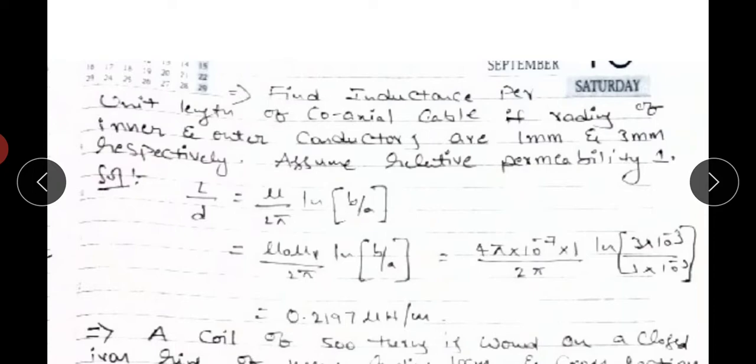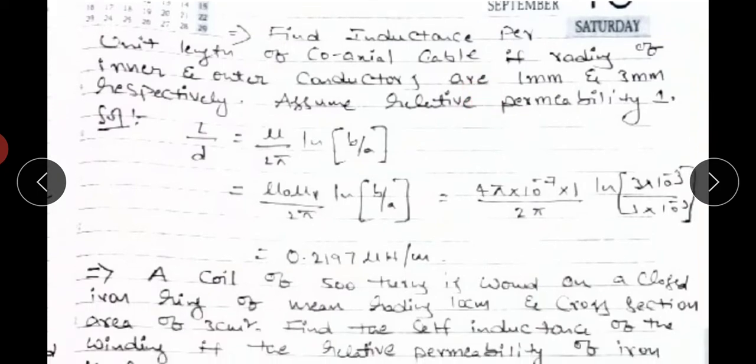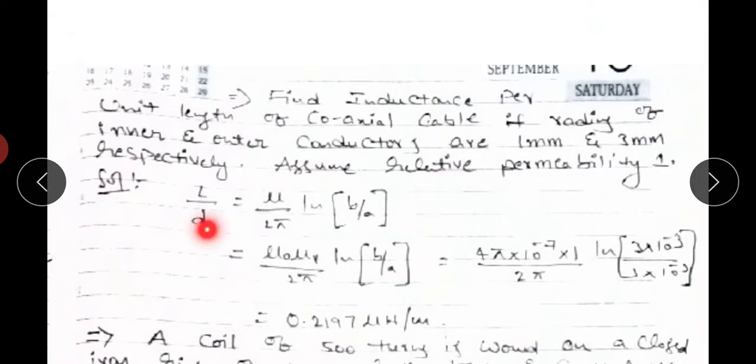So, find the inductance per unit length of a coaxial cable if the radii of the inner and outer conductors are 1 mm and 3 mm respectively. Assume the relative permeability is 1. The inductance per unit length of a coaxial cable is given by the formula mu by 2 pi ln of b by a. We already derived this expression.